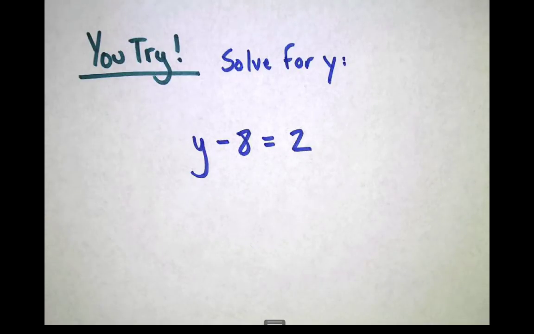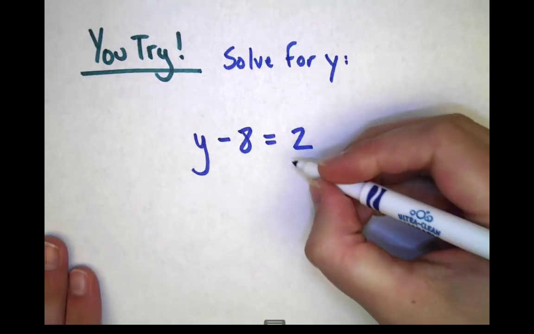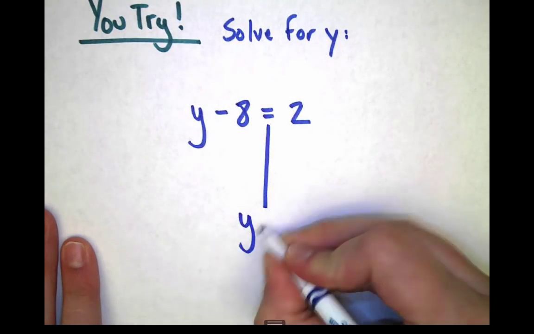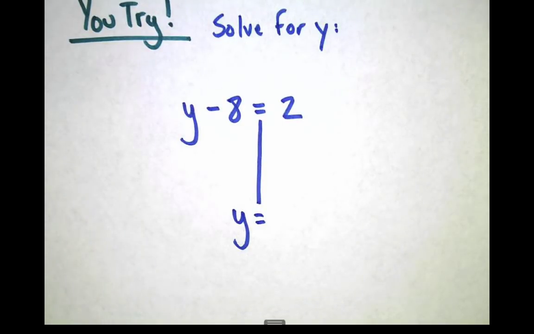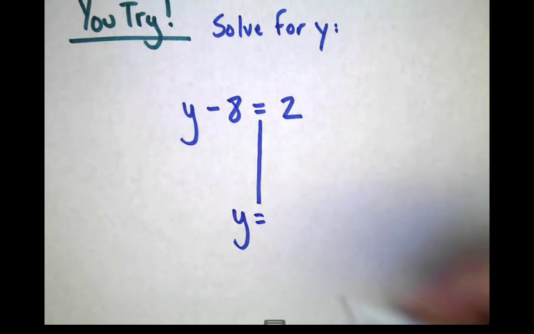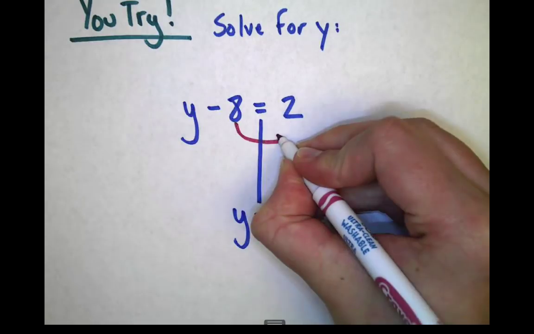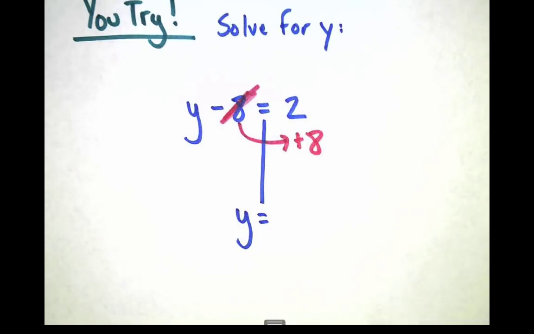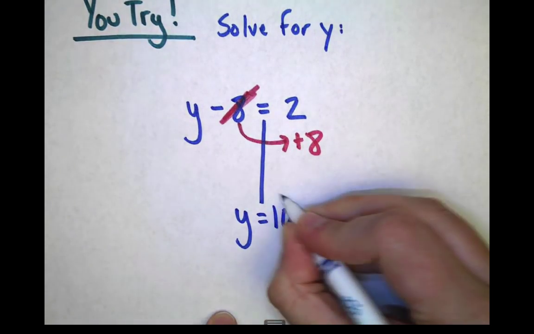Okay, you're unpausing your device. You are ready to check your answer. We're going to see if you did this correctly. Did you put the line down the equal sign? At the bottom, did you get y all by itself? To get rid of that minus 8 that we have in this problem, it's going to flip over and become a plus 8, a positive 8 on the other side. And 2 plus 8 is 10. So your answer is y equals 10.